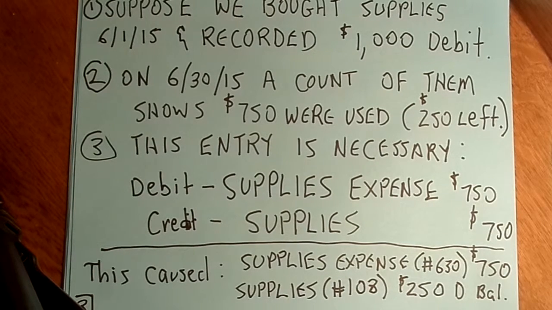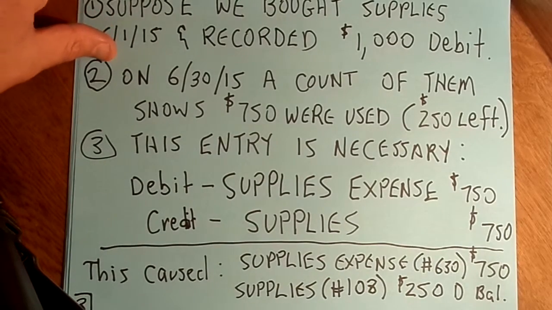And here in the middle of the page, actually a little towards the bottom, I've provided that entry. We would debit supplies expense for $750 and credit supplies for $750. Now at the very bottom, I show you what we've done. By doing this entry, we've increased supplies expense, or debited it, $750, and we've decreased assets, supplies, and now the balance is only $250. Well, there are other types of transactions besides supplies.